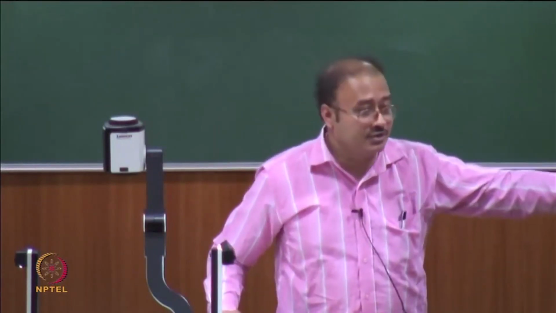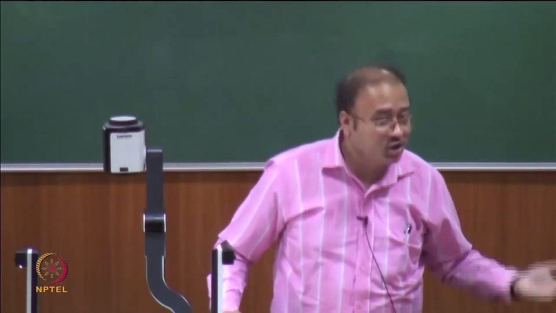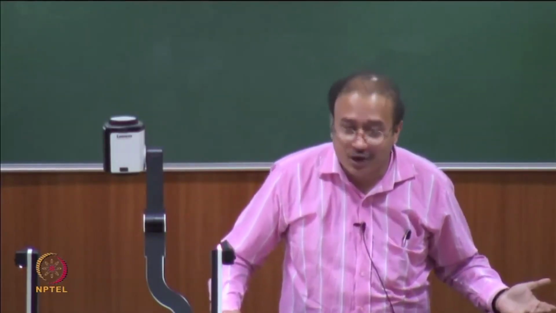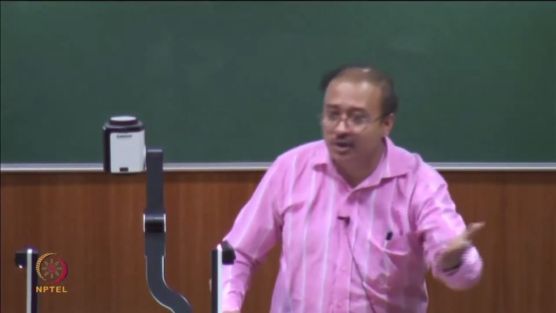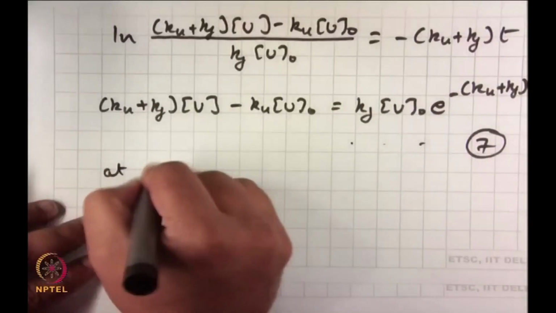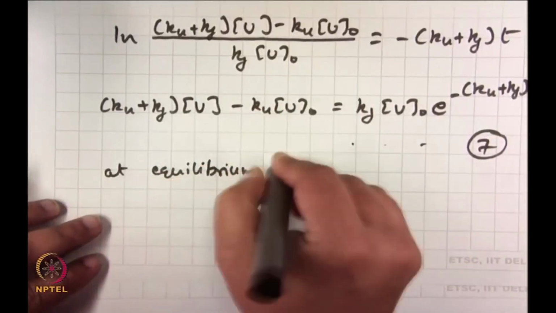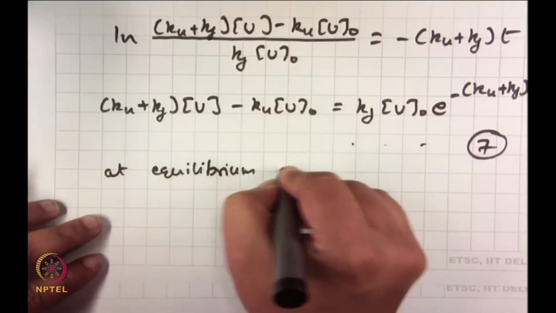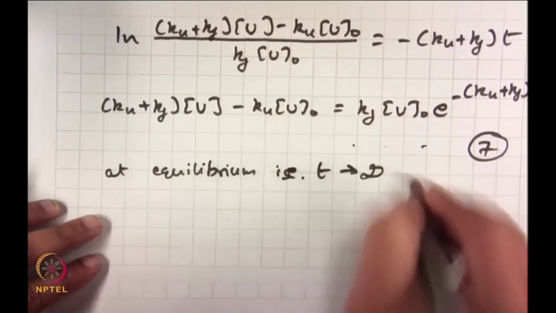If the initial part is 0, then what is my T at equilibrium? Can I take it to be infinity? Because what is equilibrium? Equilibrium means I have given it enough time for it to equilibrate, right. So, that means at equilibrium, that is T tends to infinity.